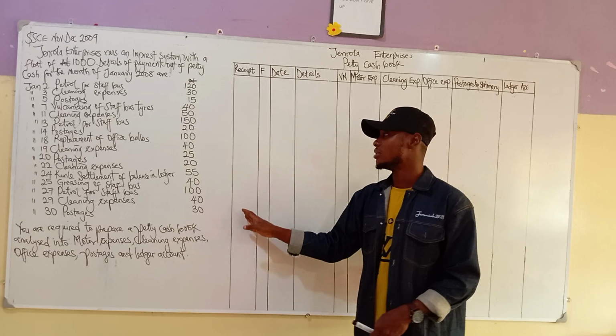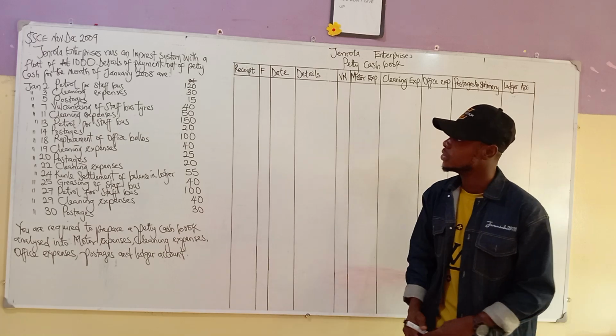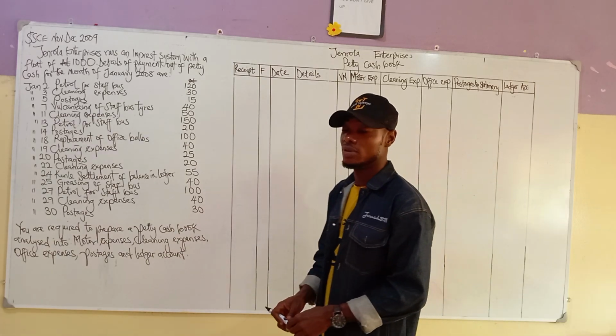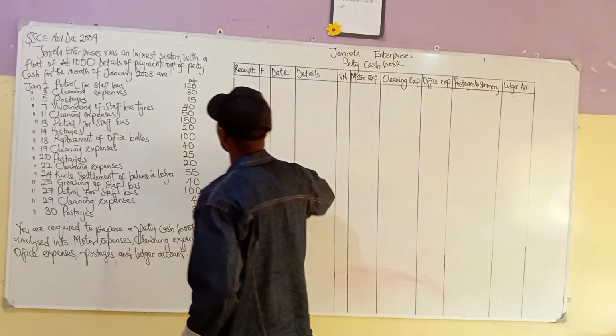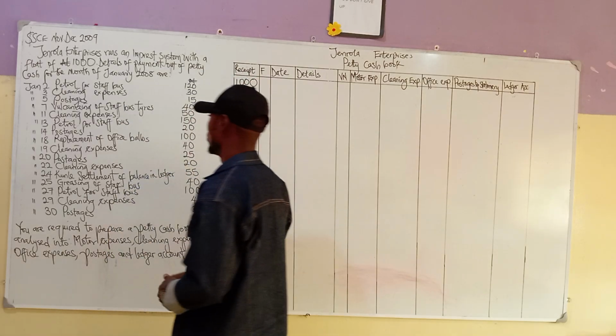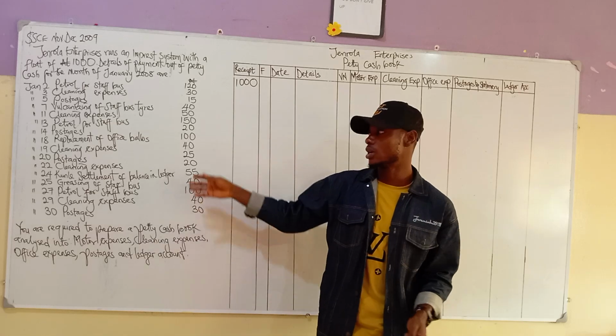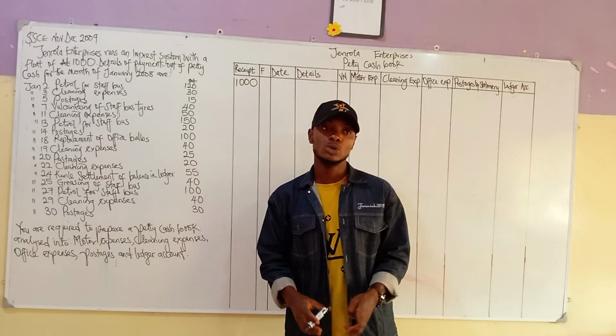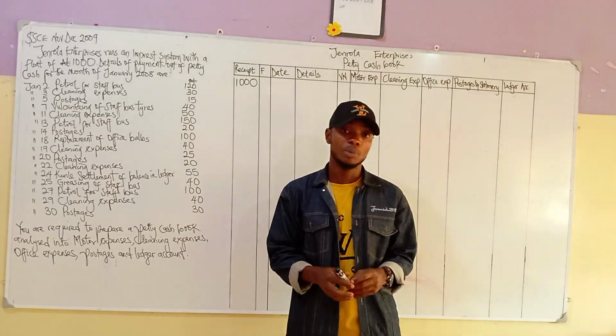Now, we have our receipt. Receipt has to do with what? The amount that was given, which is the cash float. So my receipt is 1,000 naira. Now, mind you, within the course of January, the float was exhausted. They need to be reimbursed.